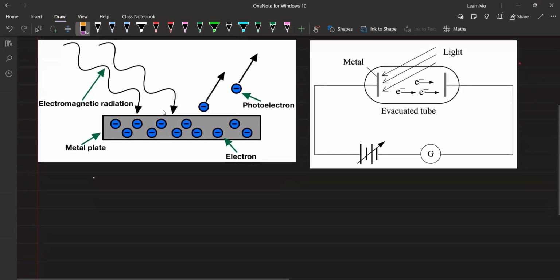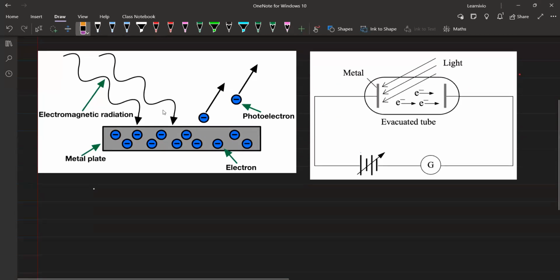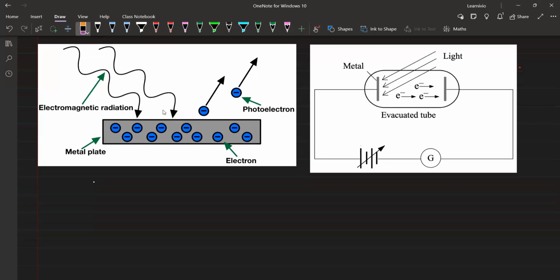There are a few points that you should write. Don't worry, you can make a schematic diagram, not exactly. You can show one or two electrons being ejected. There are a few points that you can write. Okay, please write with me.